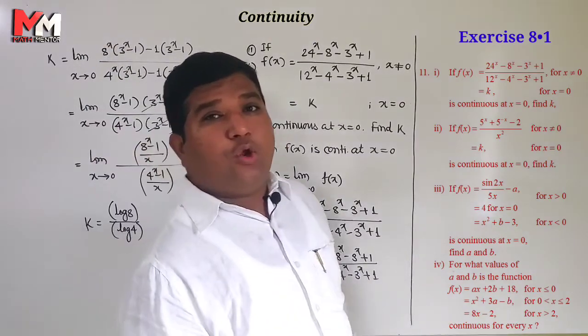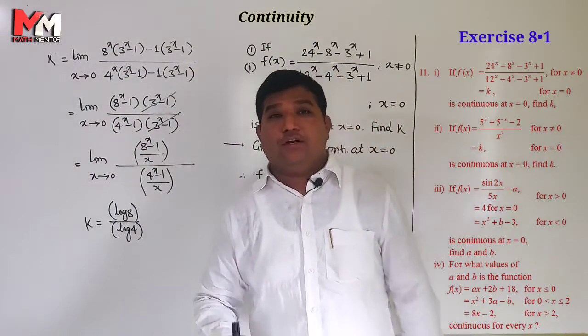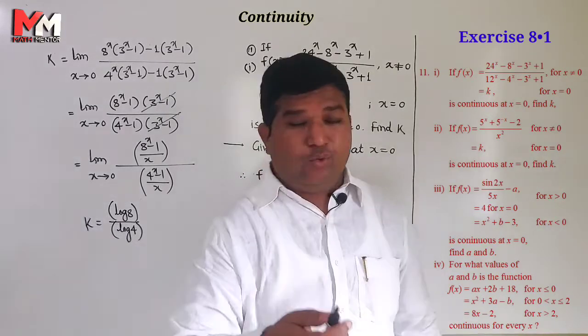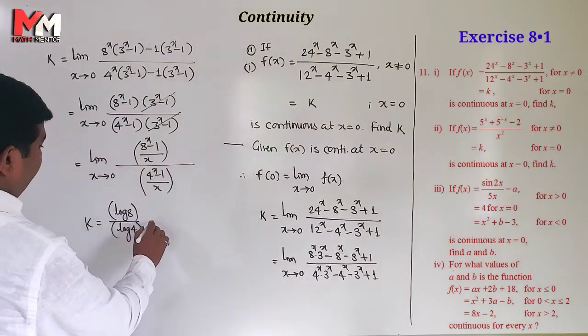So log 8 by log 4, that is log 8 upon log 4, is an accurate answer, correct answer, but we can simplify this more. हम इसका और simplify कर सकते हैं, no doubt. So what is log 8? Log 8 is log 2 cube.